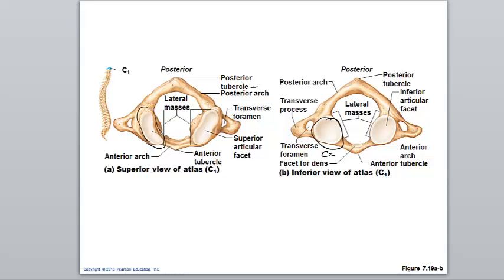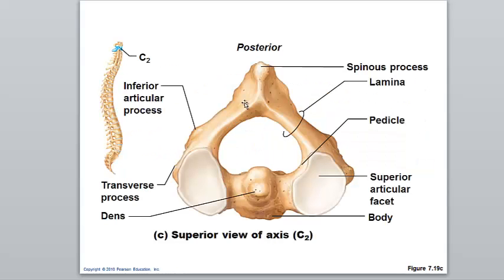C2 is your axis. C2 axis is very unique. Over here you can see a tiny spinous process is already formed, almost a triangular shaped vertebral foramen, a superior articular facet that joins with C1, and then you have dens. You're not able to see the dens over here. If you look at the lateral view of your vertebrae, you're going to see something like this. So this is the dens portion sticking upward.